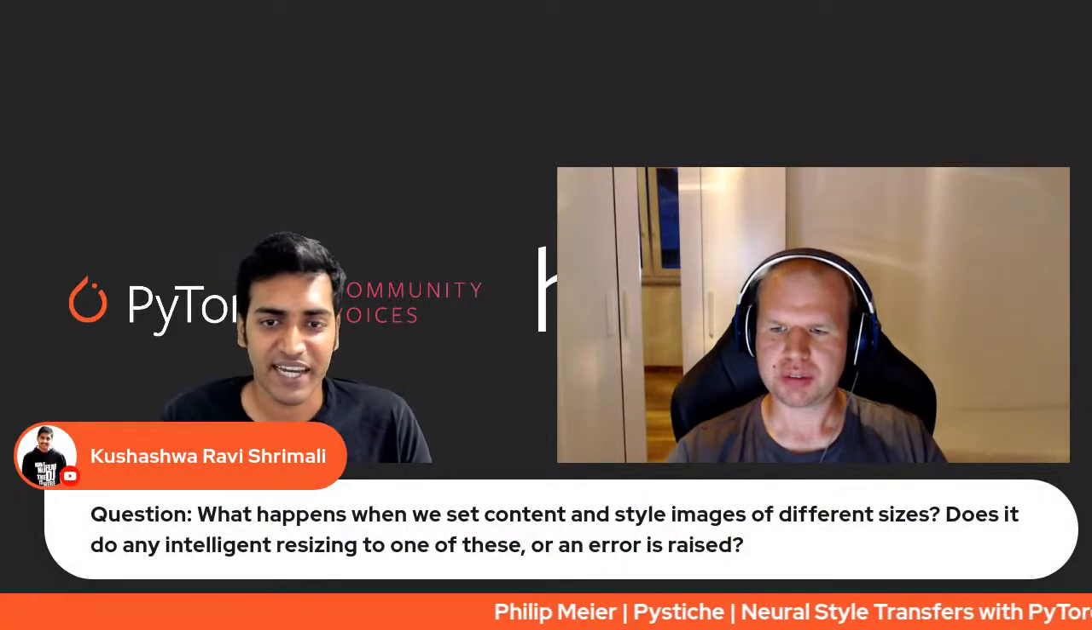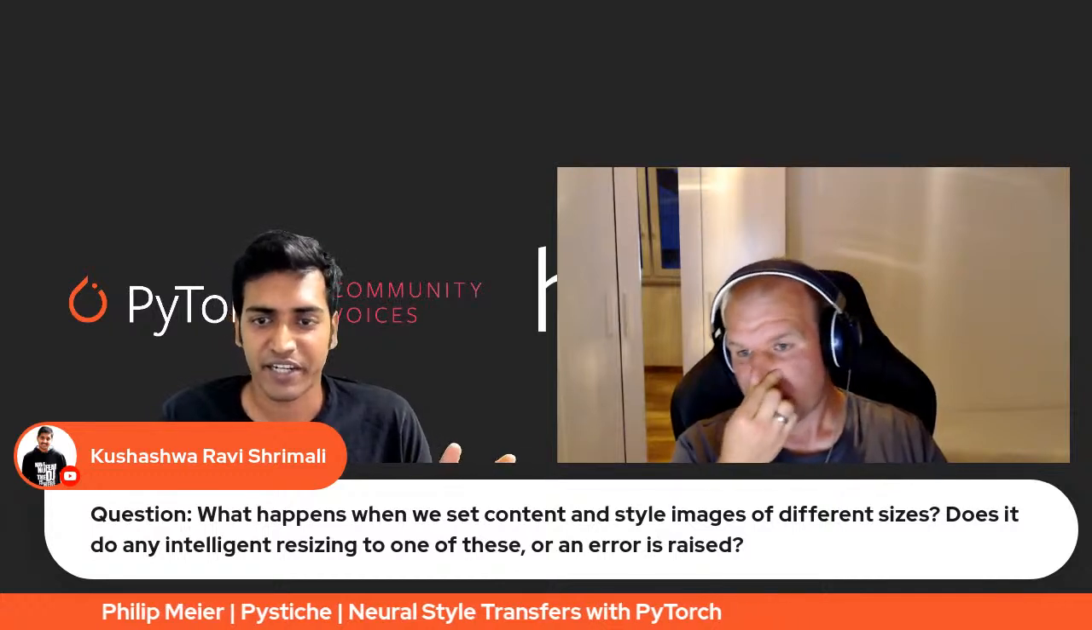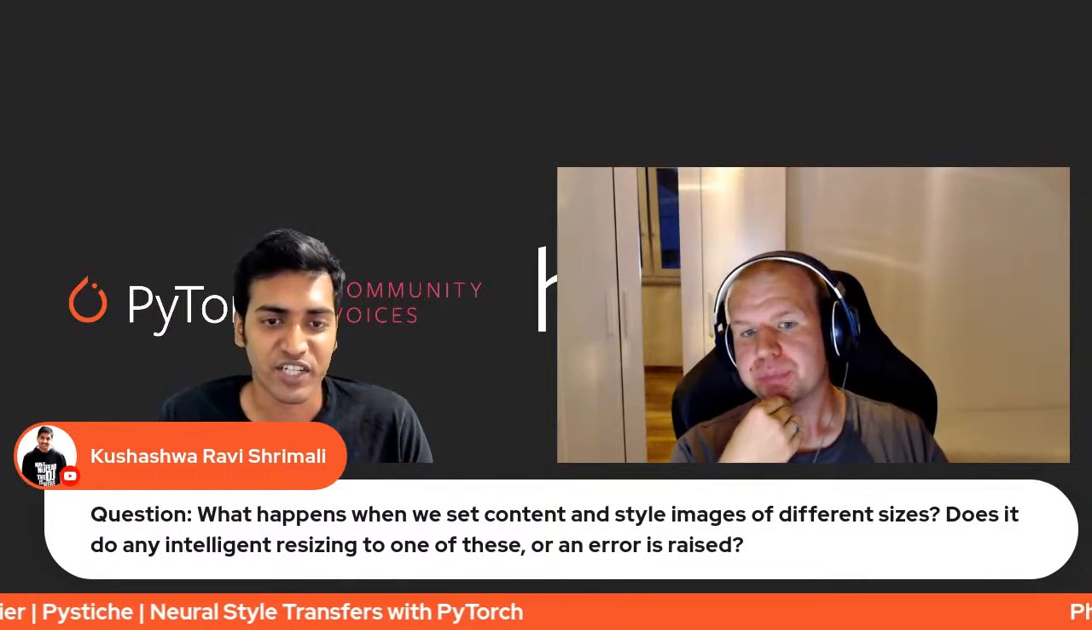So Philip, we'll start with questions from the audience. Kush has a question. He asks, what happens when we set content and style images of different sizes? Does Pystiche do any intelligent resizing, or does it raise an error?